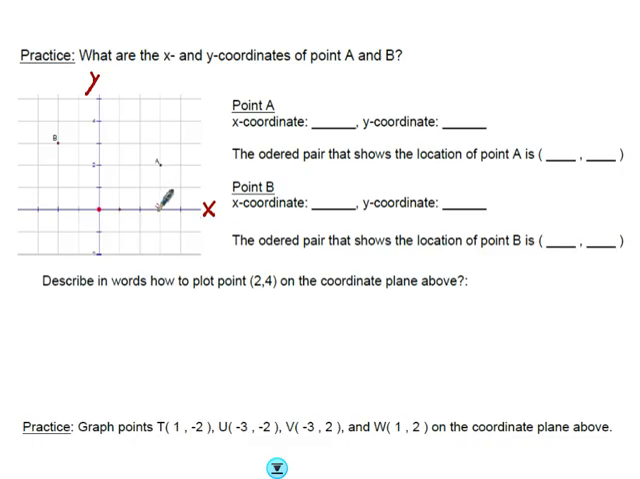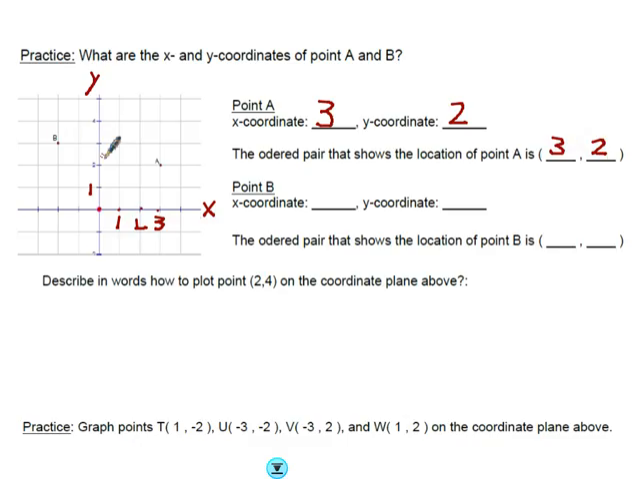Point A is on this line here, and if you count, this is 0, then 1, 2, 3. The x-coordinate for point A is 3. And the y-coordinate, it's moving up, so your number is going to be positive, and it's going to be 0, 1, and it says 2. So for point A, the y-coordinate would be 2. And the ordered pair for point A would be 3, 2, because you always want to write the x-coordinate and then the y-coordinate.